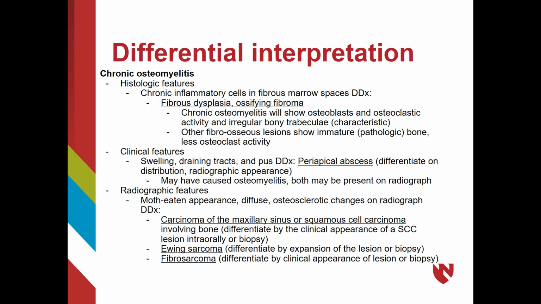On the radiograph, chronic osteomyelitis will show a moth-eaten appearance, diffuse borders, and osteosclerotic changes. This appearance on the radiograph must be distinguished from carcinoma of the maxillary sinus or squamous cell carcinoma, Ewing sarcoma, or fibrosarcoma, and these can all be accomplished through a biopsy.